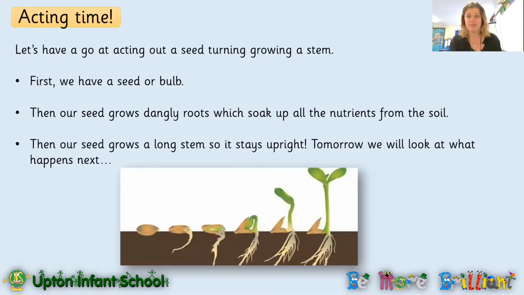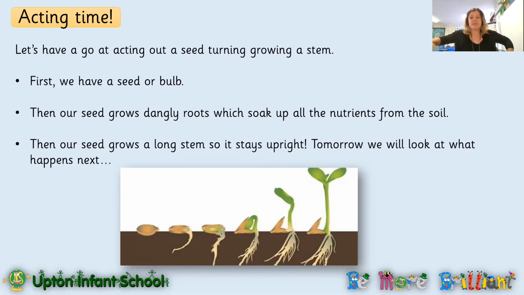So we're going to do a bit of acting now, and we're going to come up with some actions for these things. So we're going to act out how a seed grows a stem and turns into a lovely plant. First we have a seed or a bulb. So I'm going to scrunch myself up into a ball like a seed, or you might want to hold your hand up like this. So we have a seed or a bulb.